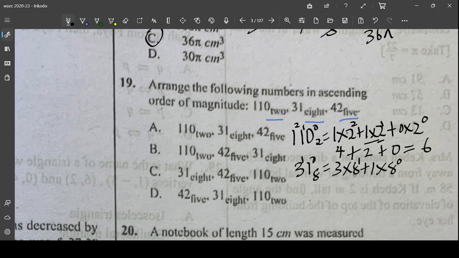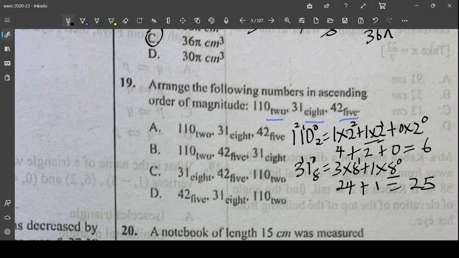So 3 times 8 raised to the power 1 is the same as 3 times 8, which is 24, plus 1 times 8 raised to the power 0. 8 raised to the power 0 is 1, because anything raised to the power 0 is 1. So this is the same thing as 1 times 1, which is 1. So 24 plus 1 is 25.